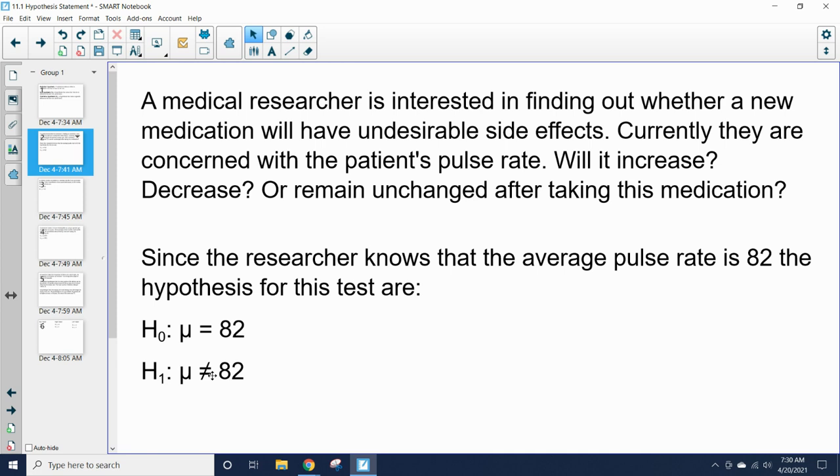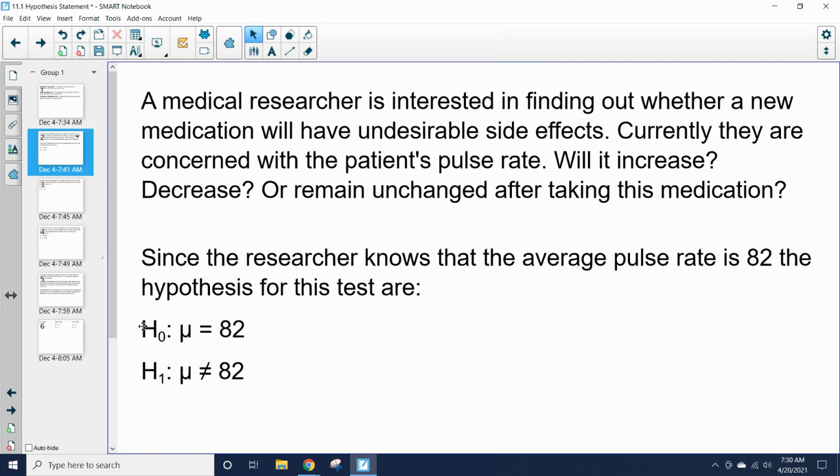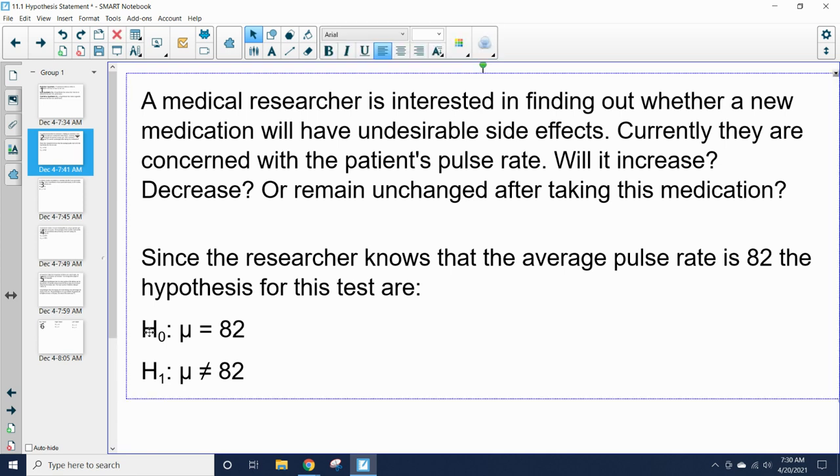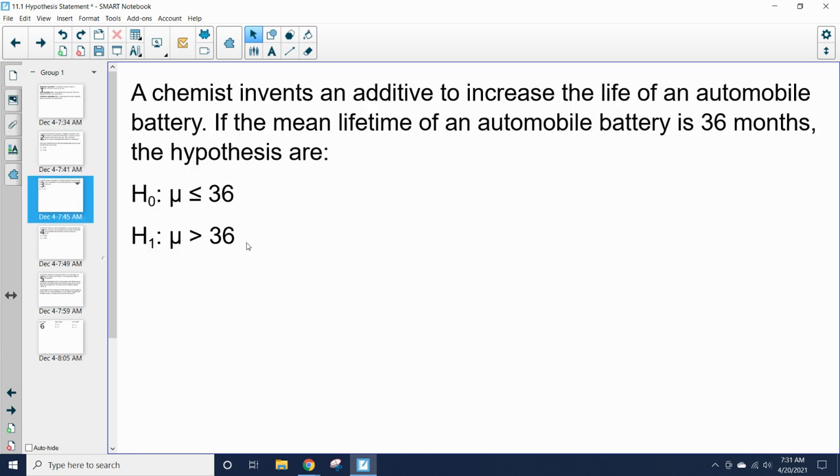We don't know how it's going to change. We don't know whether it's going to increase or decrease. We just assume it's going to be different, so we assume it's going to be not equal to. This symbol right here means not equal to. It's an equal sign with a slash through it. So we just assume that the mean is going to be not equal to 82. We don't know if it's going to be greater than or less than. We just assume it's going to be different. So that is your null hypothesis and your alternative hypothesis. That's all you have to do for writing those down, making those statements.